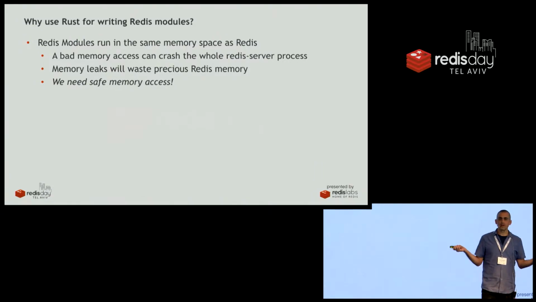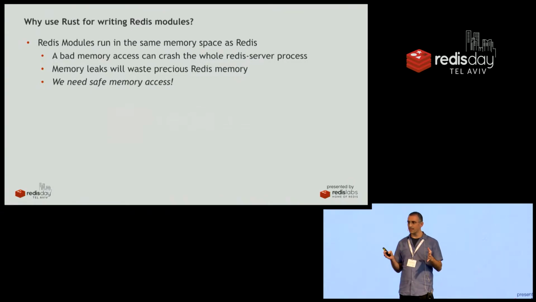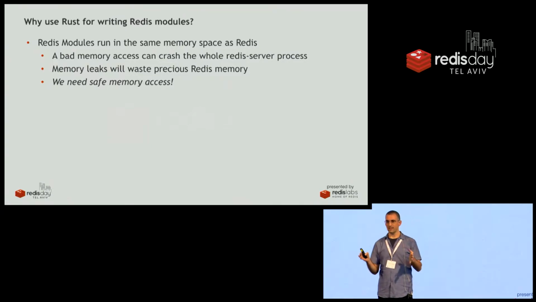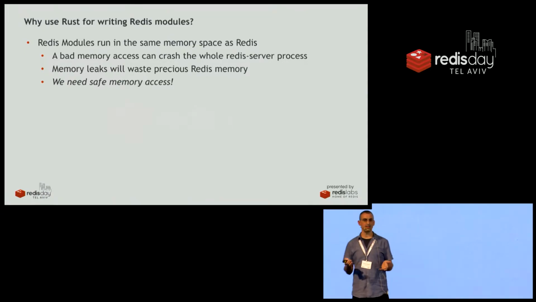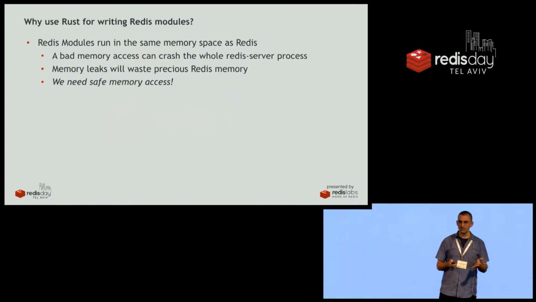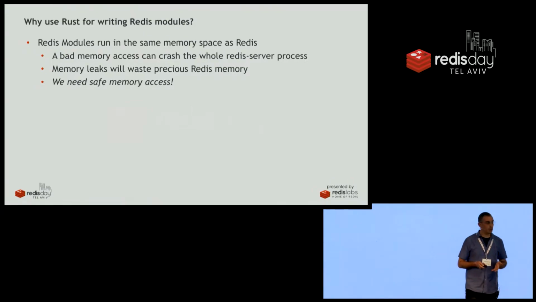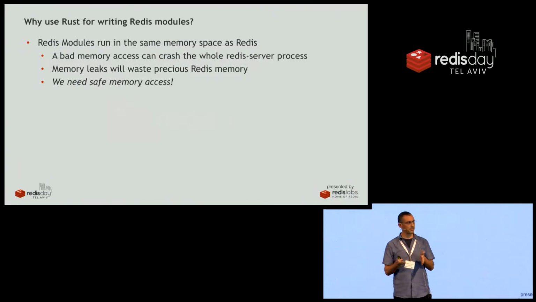So why use Rust for writing Redis modules? Redis modules run in the same memory space as Redis. This is something that's sacred, memory space. If you crash Redis because you do an incorrect memory access, Redis is gone. You crash your server. We don't want anybody to easily be able to do that. If we would just want to write a small module to do something, or even a big module to do something, we would like that module to be safe. We also don't want to leak memory, so we need a language that lets us manage memory very carefully.